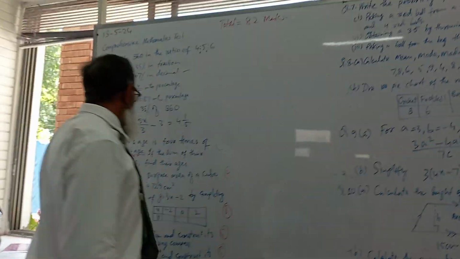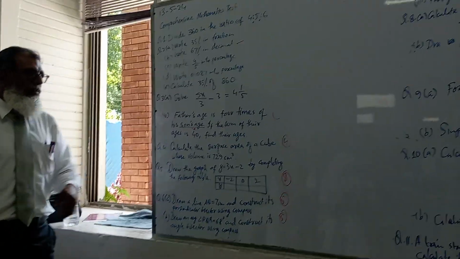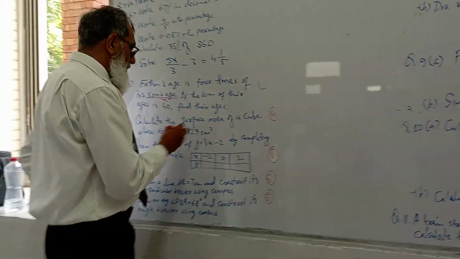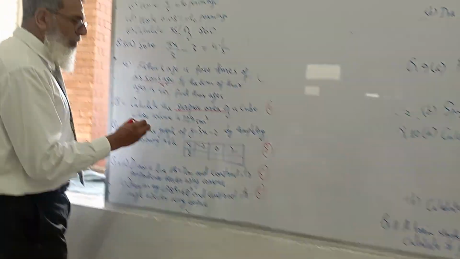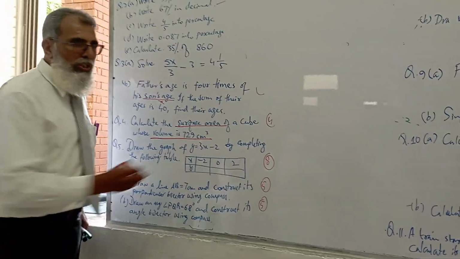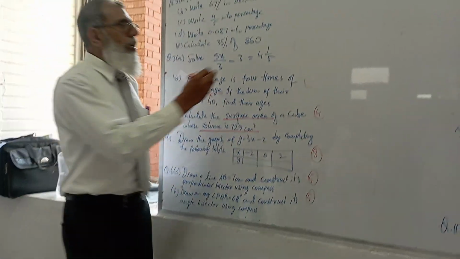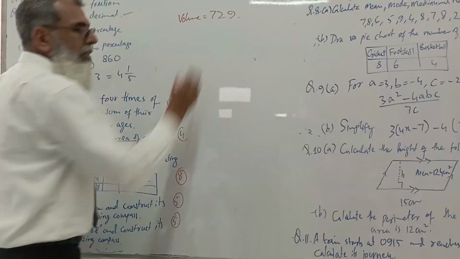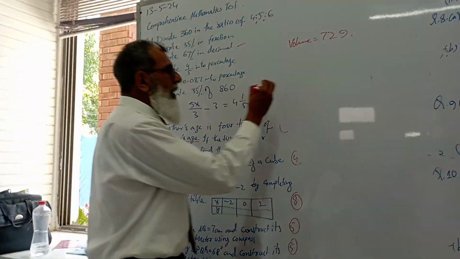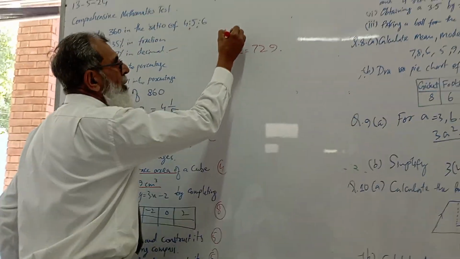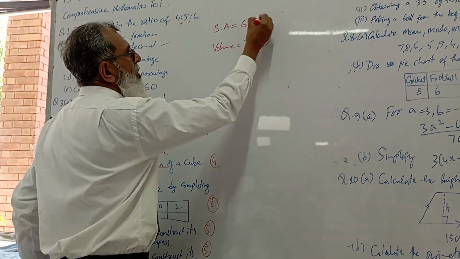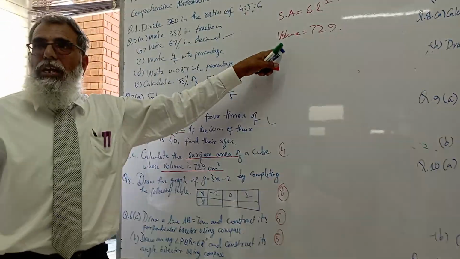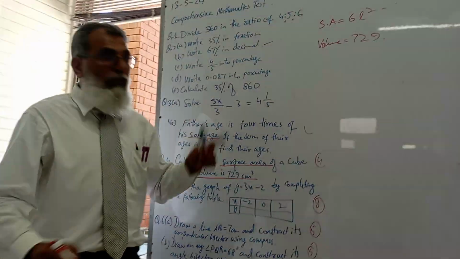In question number 4 we see: calculate the surface area of a cube whose volume is 729. Now, it says surface area we have to calculate, but before that, volume is 729. So it means we know the volume, and we have to find the surface area. Surface area of a cube is 6 times length square, but we don't know the length.